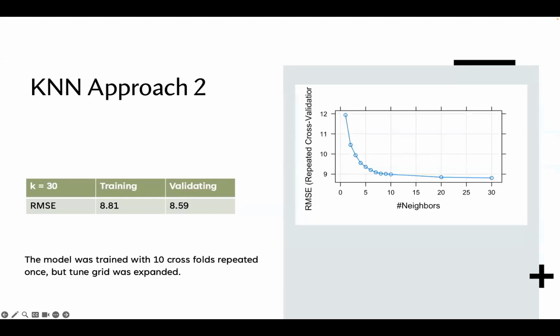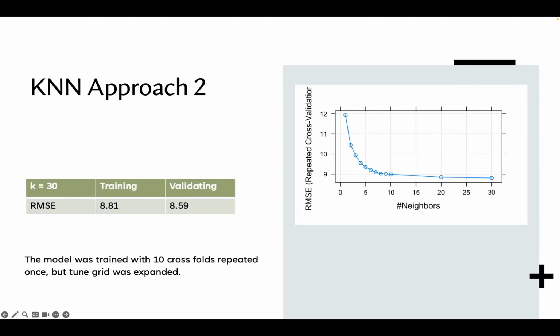Next, we tried another approach at the k nearest neighbors. The model determined k equals 30 to be the most optimal, and the model was trained with 10 crossfolds repeated once, but the tune grid was expanded. It generated a training RMSE of 8.81 and a validation RMSE of 8.59.